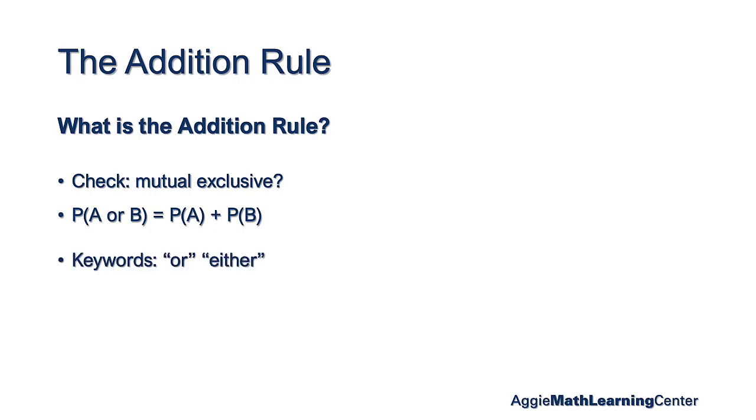Our key words to look for in a problem that indicate we will be adding probabilities together are or as well as either. Before we move on to an example, what do we do if the events in a problem are not mutually exclusive? In this specific class, if events are not mutually exclusive, the correct answer is that you cannot proceed with solving the problem.